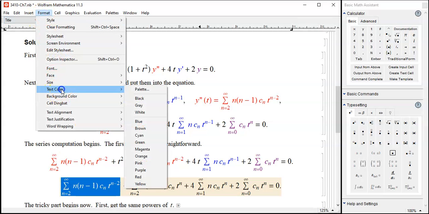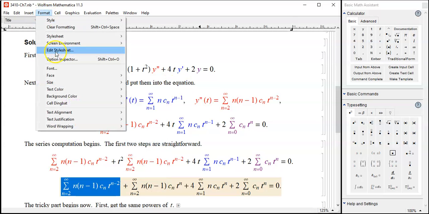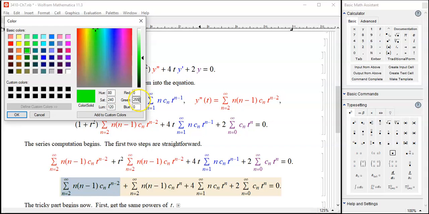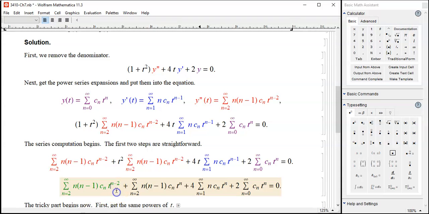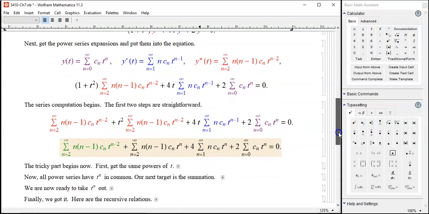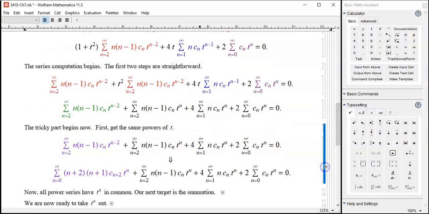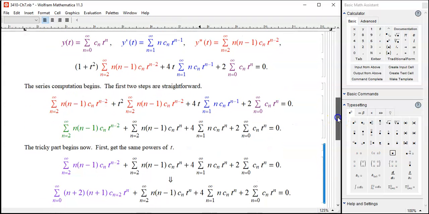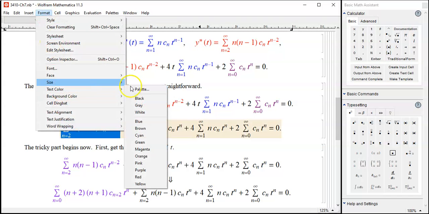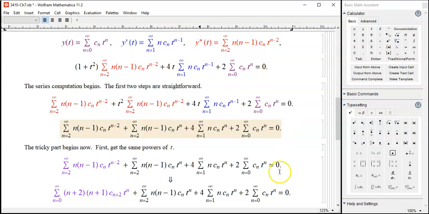So let me apply a color coding now. Green is too bright, so I'd better make it a little bit darker. Okay, let's work something out with this one. And then that's the next portion here. Oh, okay, I didn't have to do this color coding. Let's go back to black. Okay, I just copied all that down here.